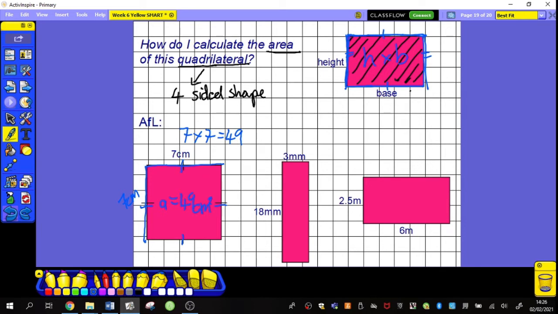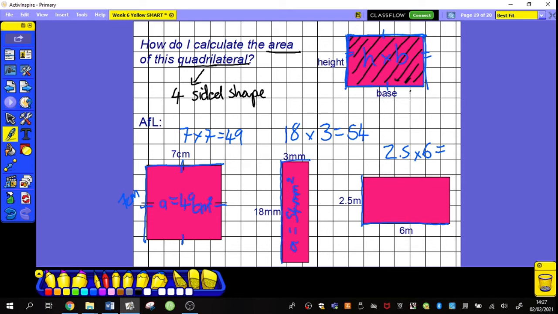So my height is 18 millimetres. My base is 3 millimetres. 18 times 3 is 54. I'm going to have to write it this way now. So my area is 54, and this time I'm working in millimetres squared. Last one here then. My height is 2.5, my base is 6, so I'm going to have 2.5 multiplied by 6.